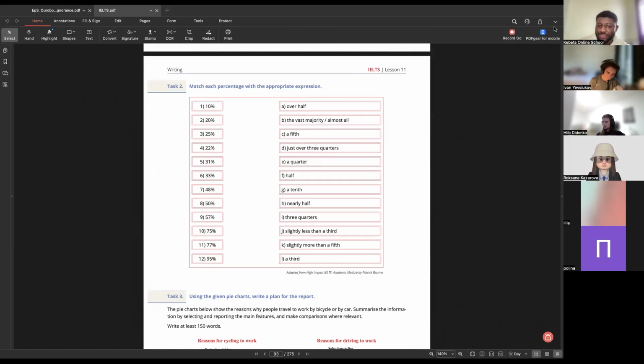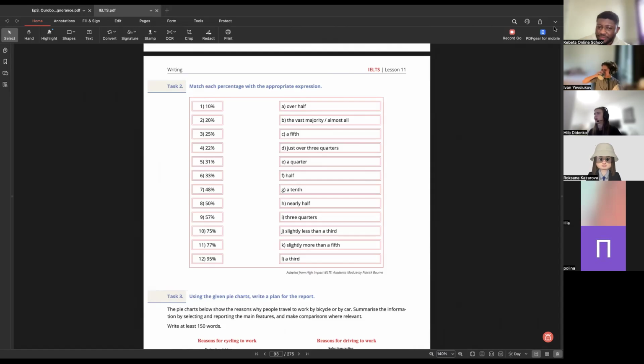Then 31%, slightly less than a third. But I'm confused about this one. All right, let's hold on to that for now. How about 33%, which is number 6? A third. Yes. Okay. 48%, nearly half. 50%, half. Okay.